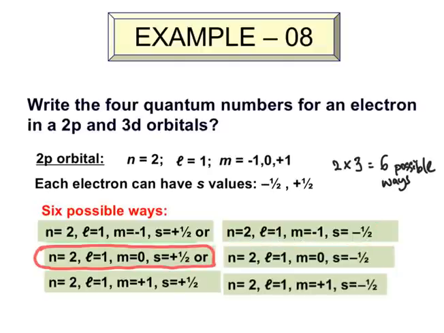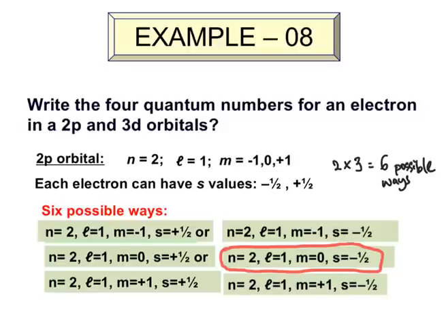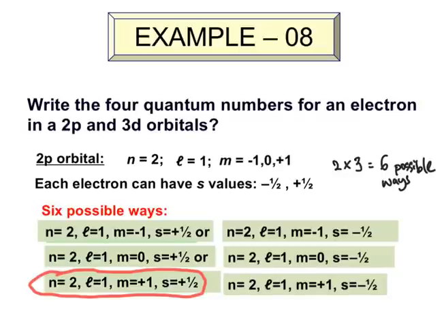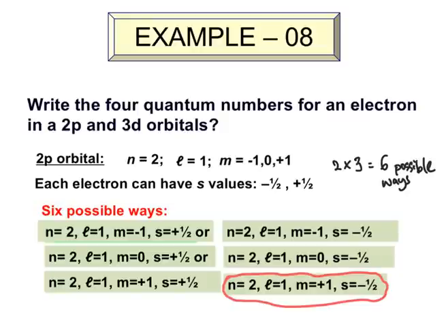The third one is n equal to 2, l equal to 1, m equal to 0 and s positive half. The fourth one is n equal to 2, l equal to 1, m equal to 0 and s equal to negative half. The fifth one is n equal to 2, l equal to 1, m equal to positive 1 and s equal to positive half. And the last one is n equal to 2, l equal to 1, m equal to positive 1 and s equal to negative half.